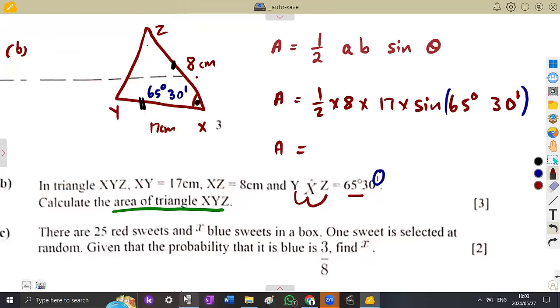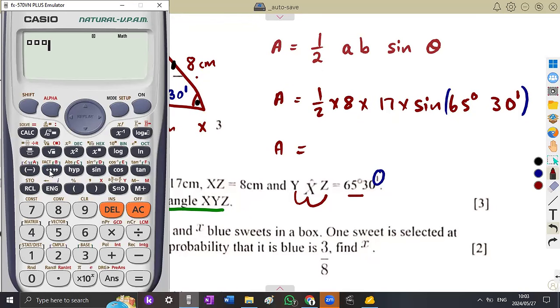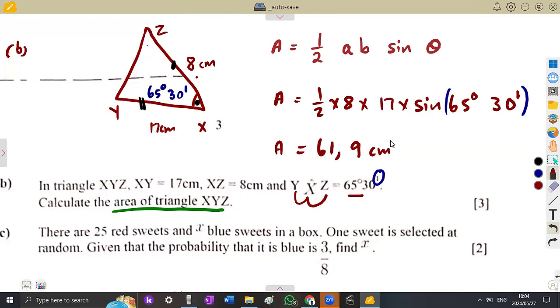Something like this. Okay, so you're gonna have here, this is the degree, minutes and seconds button that I'm pressing here. So this is how you're gonna present, that is half of 8 times 17, and then times the sine of 65 degrees. So this is 65. You press this button, it is indicating the degrees. The moment you press it once, that is degrees. 30 minutes, you press this again, that is minutes. So that is how you can have your calculator direct. So that was going to be 61.877. So to 3 significant figures, that will be 61.9 square centimeters. So that is how we're supposed to have this.